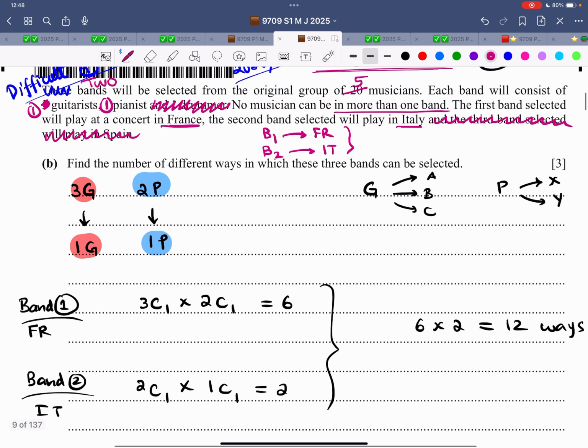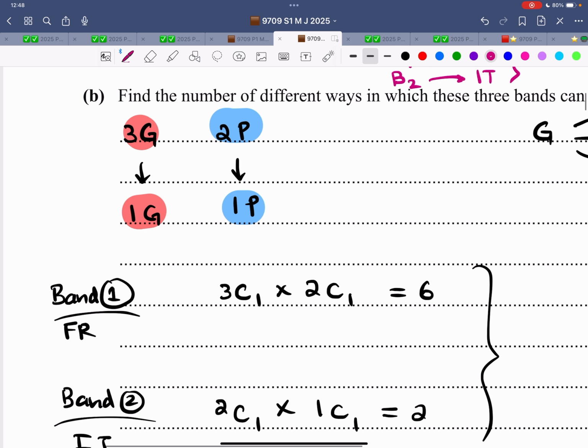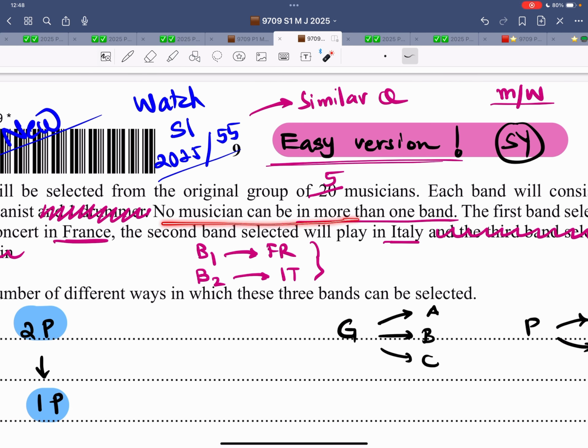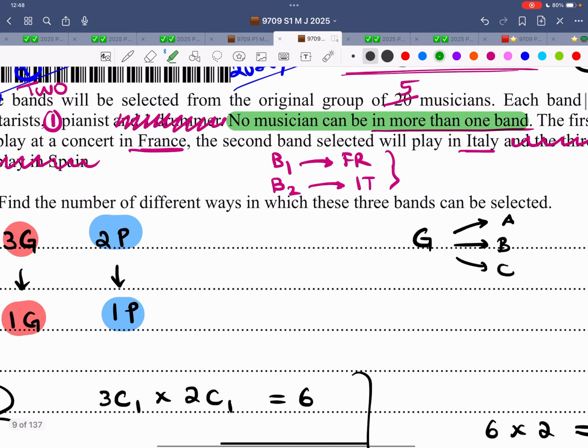Now, let me first explain to you how I have done the working and then also how it can be simplified in a diagrammatic way because the numbers are lesser. Out of 3, I'm selecting 1. Out of 2, I'm selecting 1. So this is 3C1 and 2C1, that is 6. That is easy. But remember the statement, no musician can be in more than 1 band. Let me highlight this. No musician can be in more than 1 band.